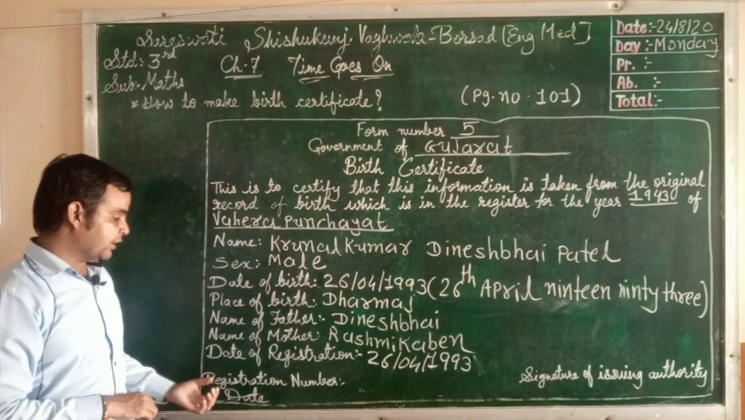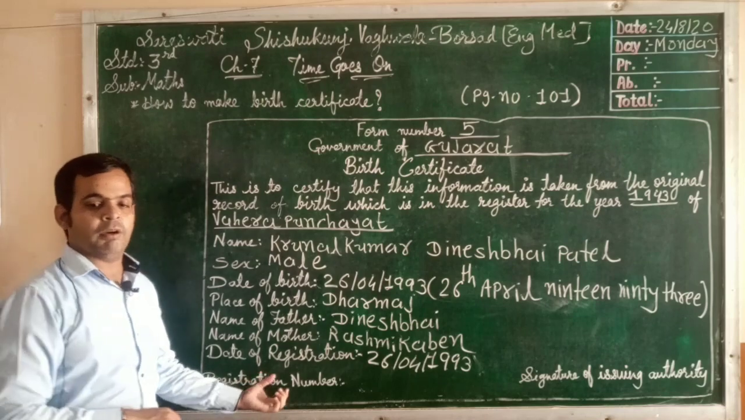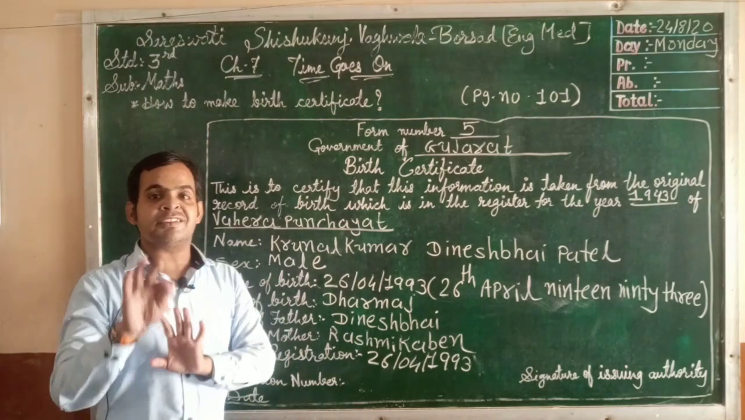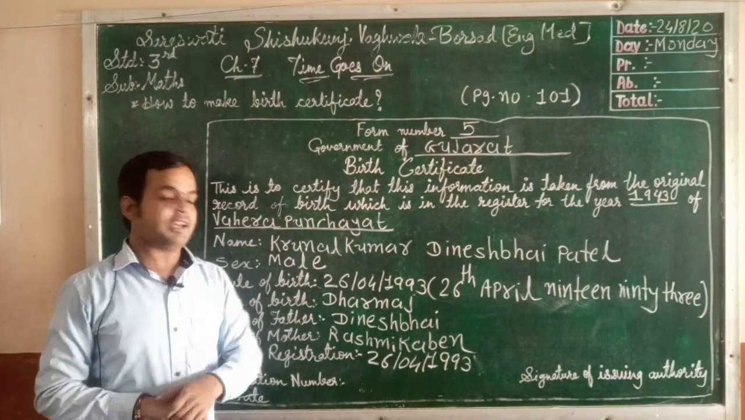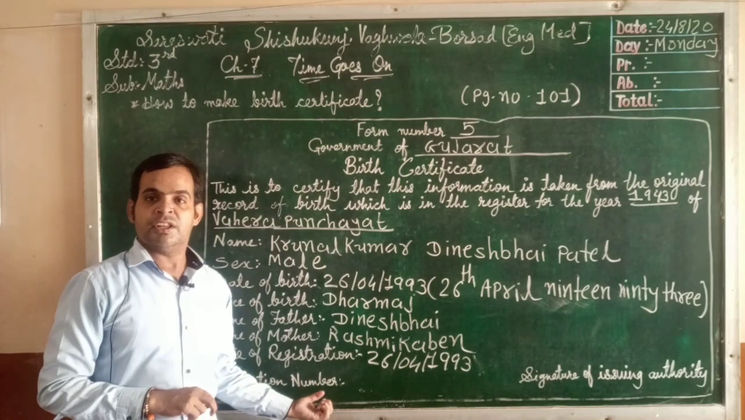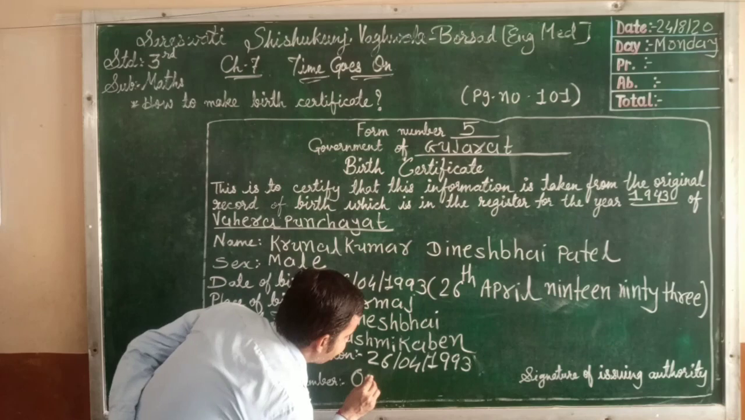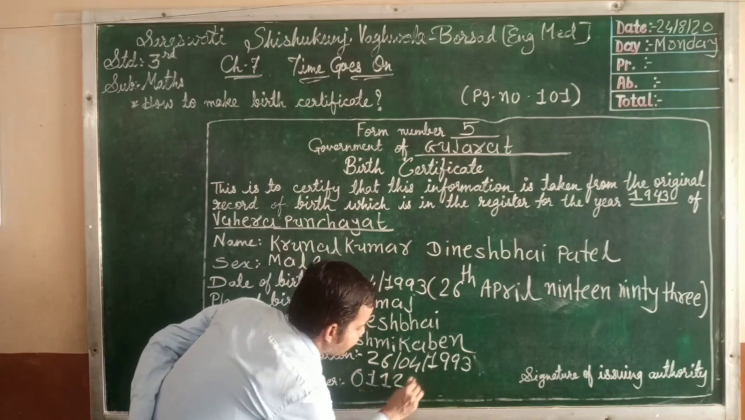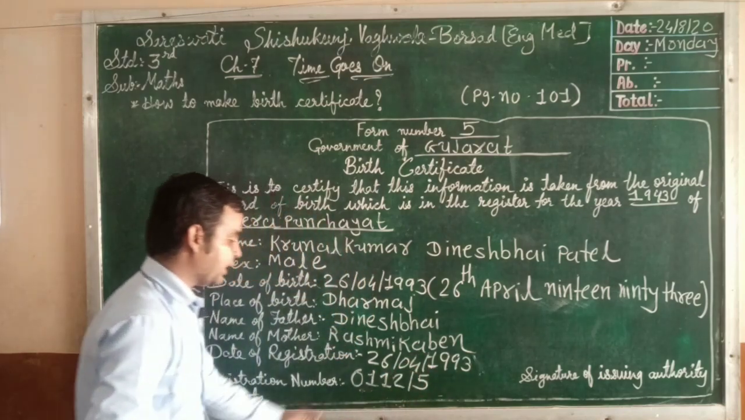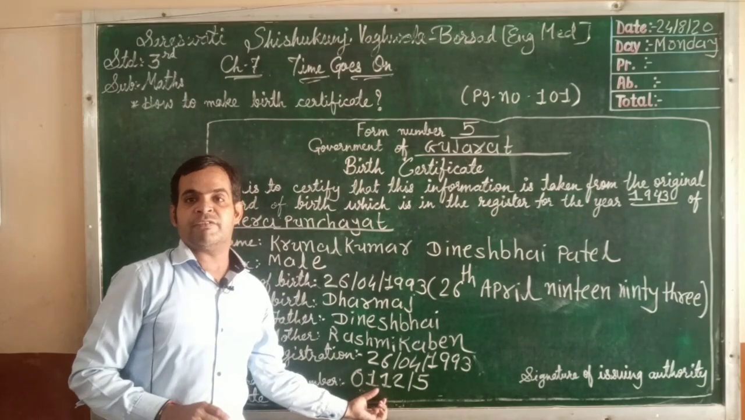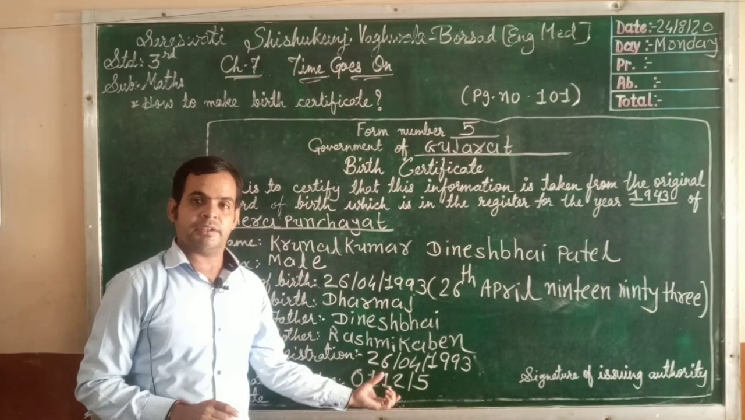And last one is registration number. Okay, if you find your birth certificate, in that birth certificate a registration number is also given. So my registration number is here, I will write 112/5. Okay, that is my birth certificate registration number, right?